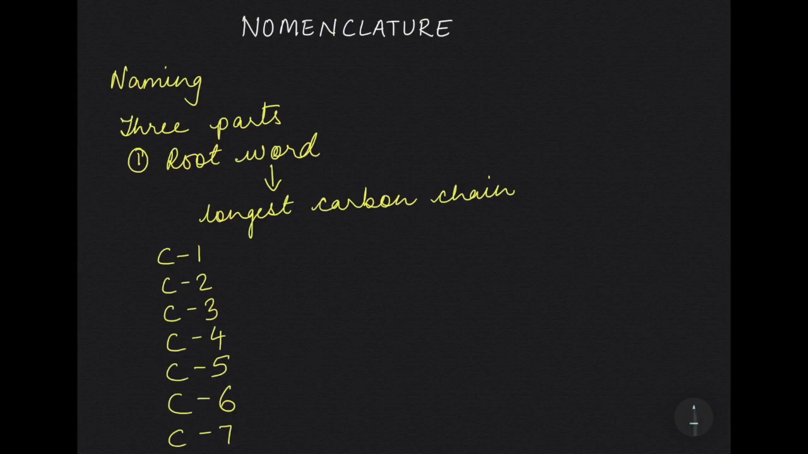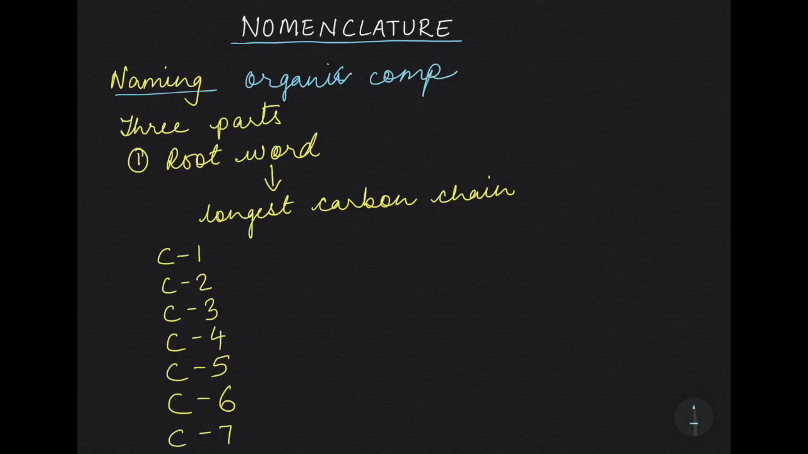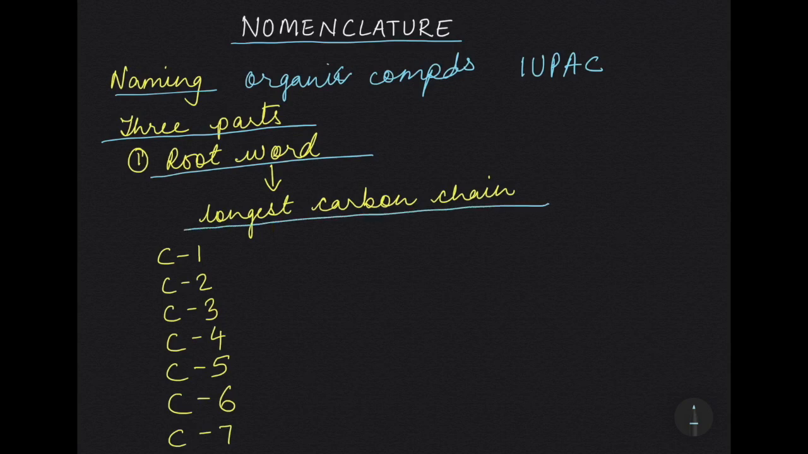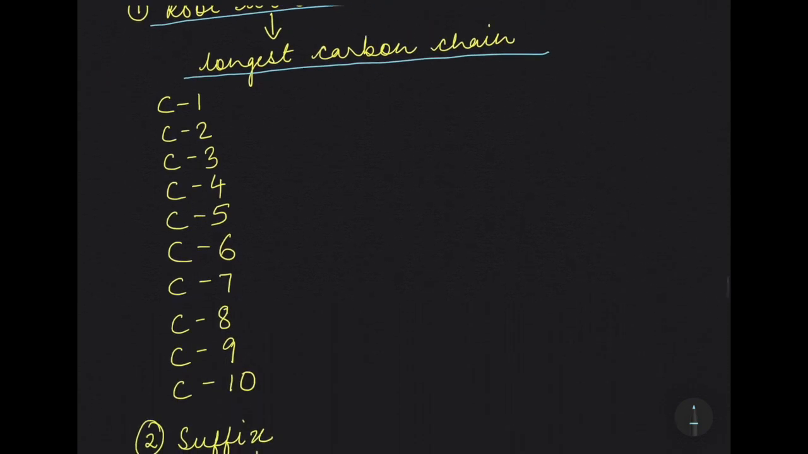To continue with organic chemistry, today we are going to learn nomenclature or naming of organic compounds. Now when you name organic compounds, remember, according to IUPAC, the name of an organic compound is made up of three parts. First is known as the root word. The root word you have to choose from the longest carbon chain. I think I had already told you in the previous upload also.